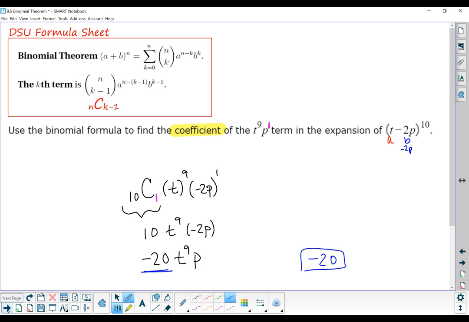All right, so that's the topic. It's just finding the coefficients. So let me know if you're having any problems with that.